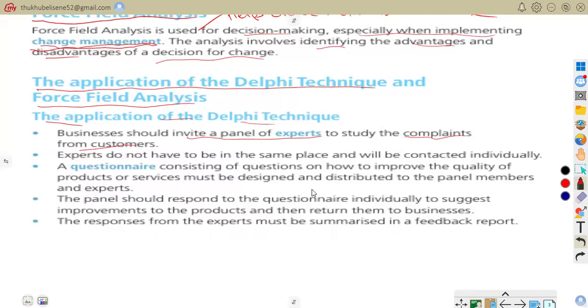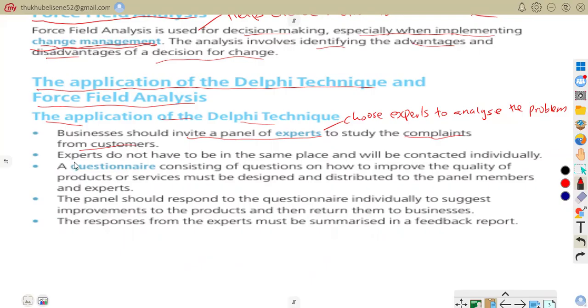So as it says, you invite a panel of experts. It means you choose experts to analyze the problem. For example, you find specialists to improve product quality, if the issue is the quality of the product.